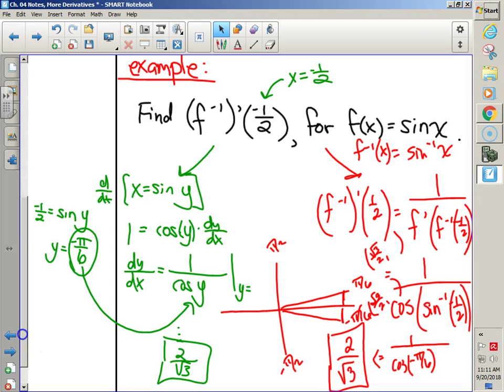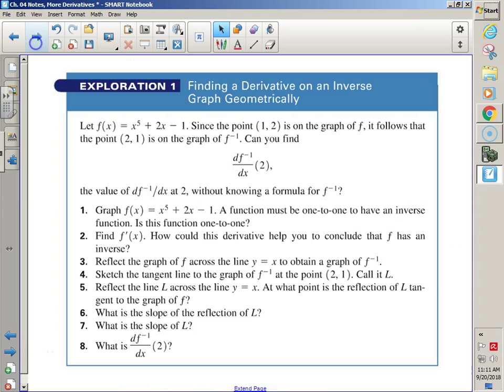Okay. Good. Yeah, me too. Yeah, I did the same thing. Yeah. Fourth quadrant, cosine's positive.